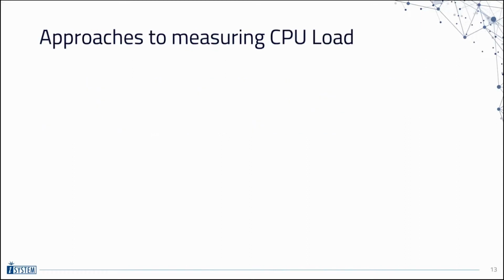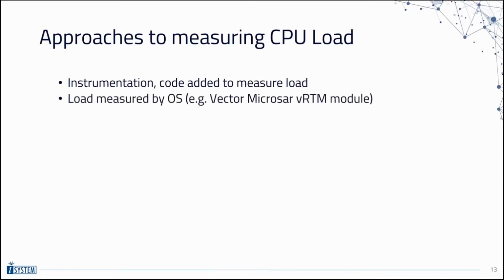Now let's look at 4 different ways of measuring CPU load. First we'll go over the 4 methods and then look at some pros and cons of each method. We have instrumentation by the user. This is where you add some code to measure either the time spent in the idle code or time spent in the executing code. Next we have load measured by OS. This is where the OS has some built-in load measurement code.